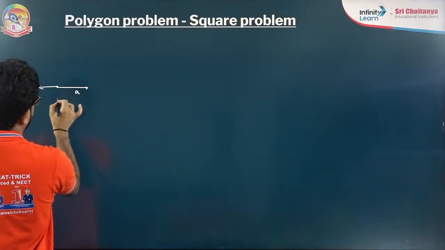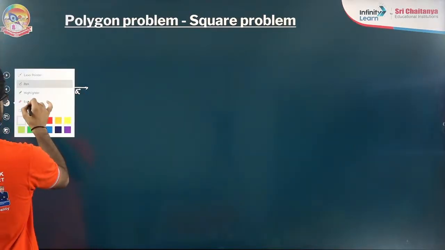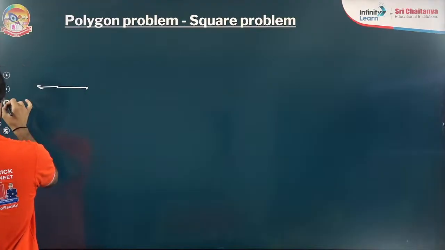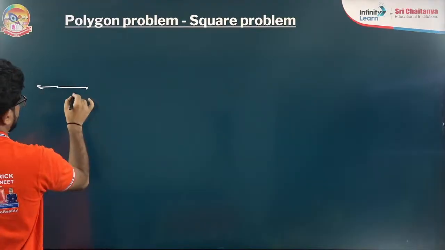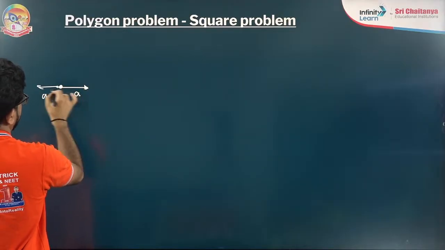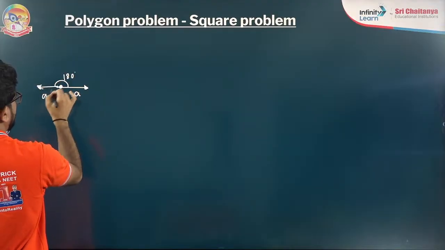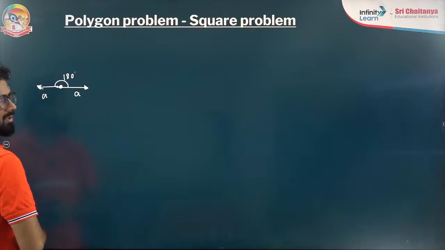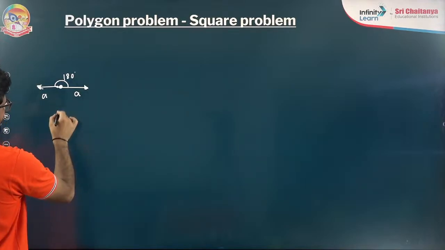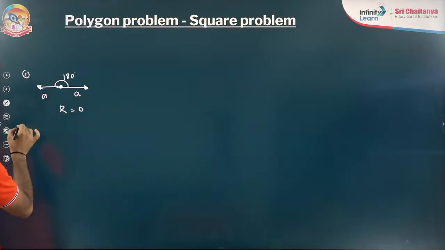This is vector A and this is also A, both of magnitude A. Their tails are together and their heads are away from each other. The angle between them is 180 degrees because there are only two vectors. If I ask you what the resultant vector is, it is equal to 0. This is the very first concept I am telling you.